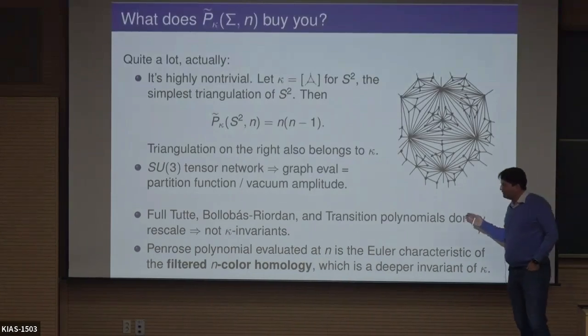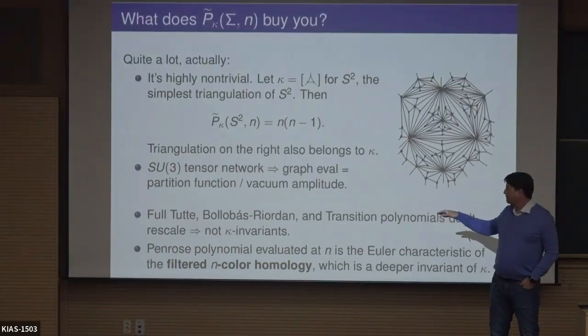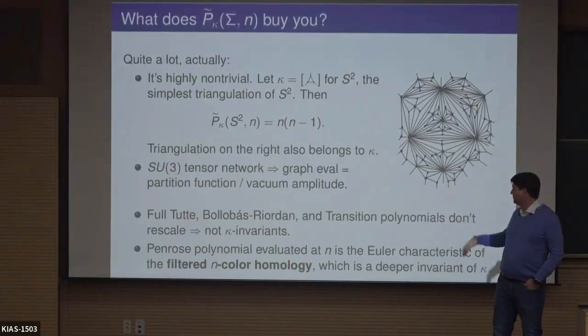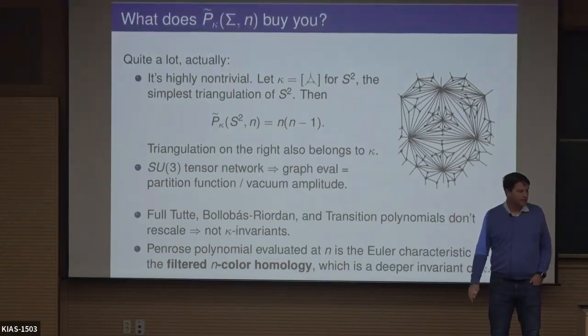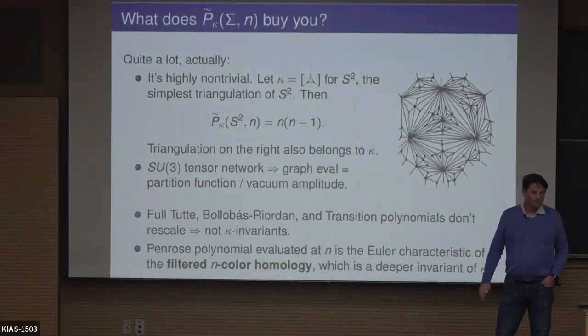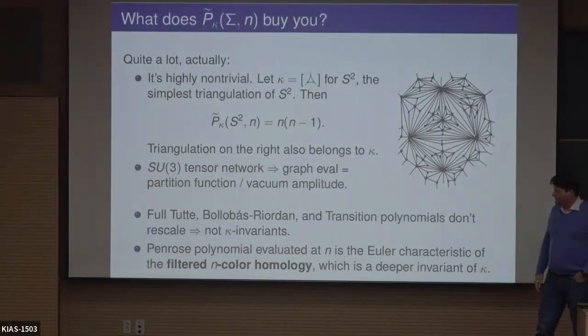And more importantly, what's really important about this is that the full Tutte, Bollobás-Riordan, and transition polynomials, these kind of basic polynomials that you would use in graph theory, none of them are refinement invariants. They don't behave well under refinement. So they turn out to be not kappa invariants.